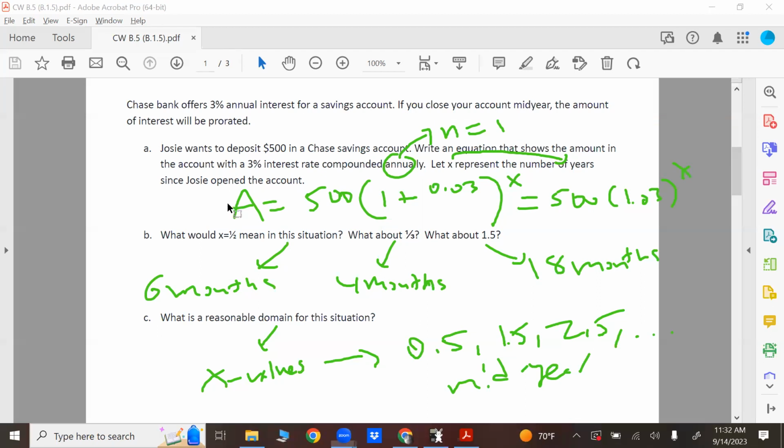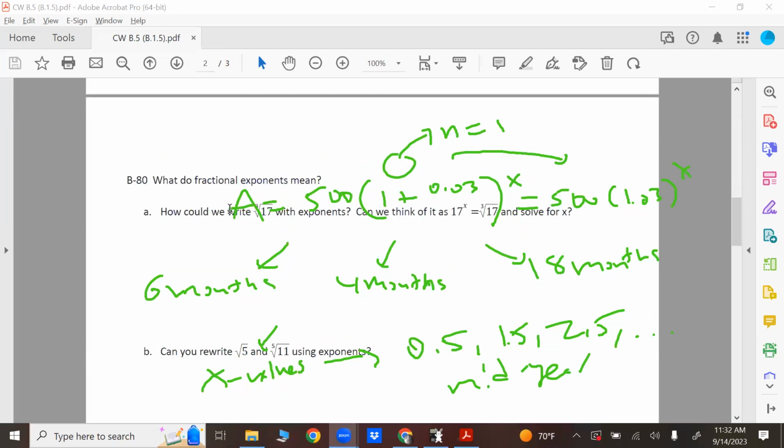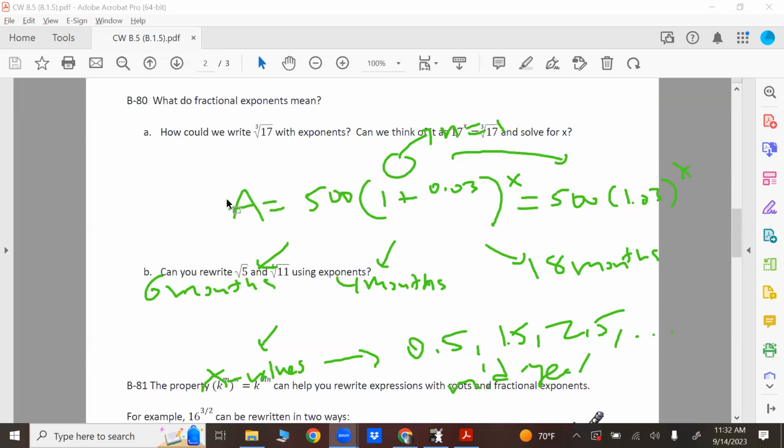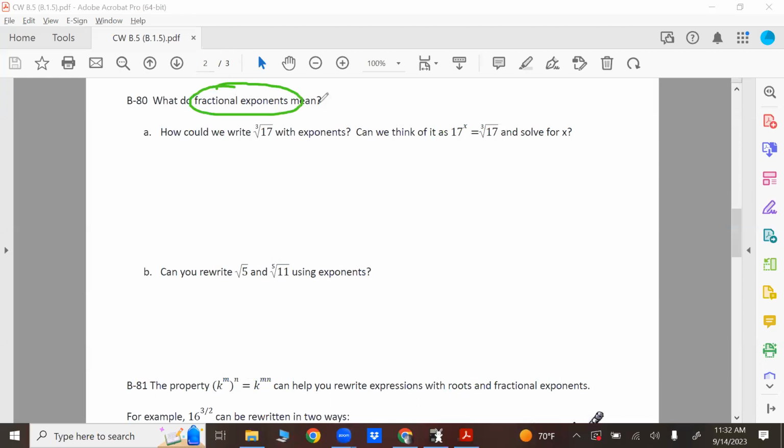Okay, let's keep moving. Okay, this is a new thing for you guys. I highly doubt any of you guys have seen this. Okay, fractional exponents. So that's when you have something like this here, x raised to 1/n.